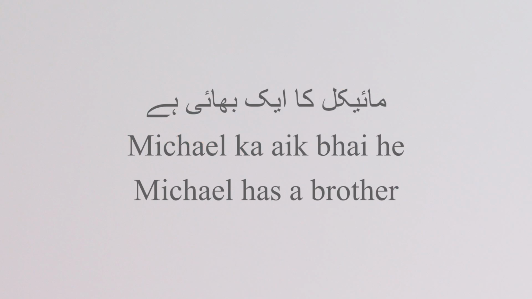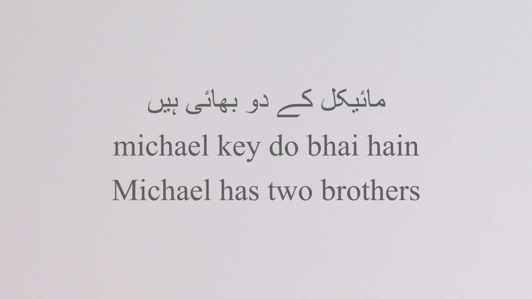Let's say Michael has a brother. Michael ka ek bhai hai. So ka, because bhai is just one brother. Let's say Michael has 2 brothers. Michael ke 2 bhai hain. Michael has 2 brothers. I hope it's clear.